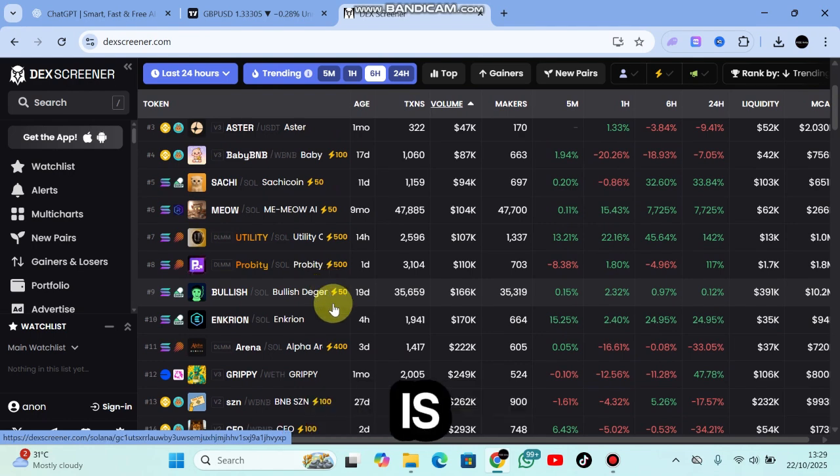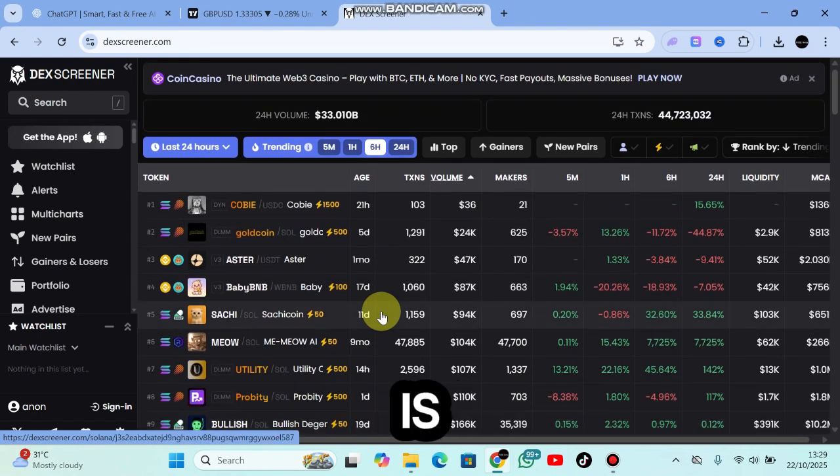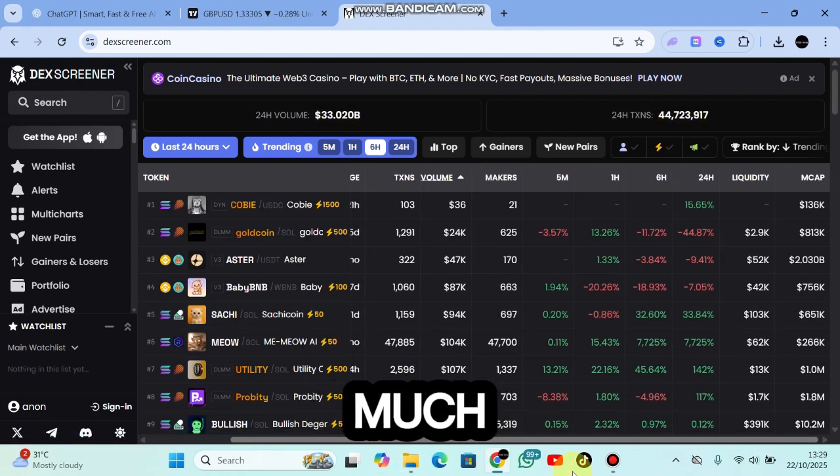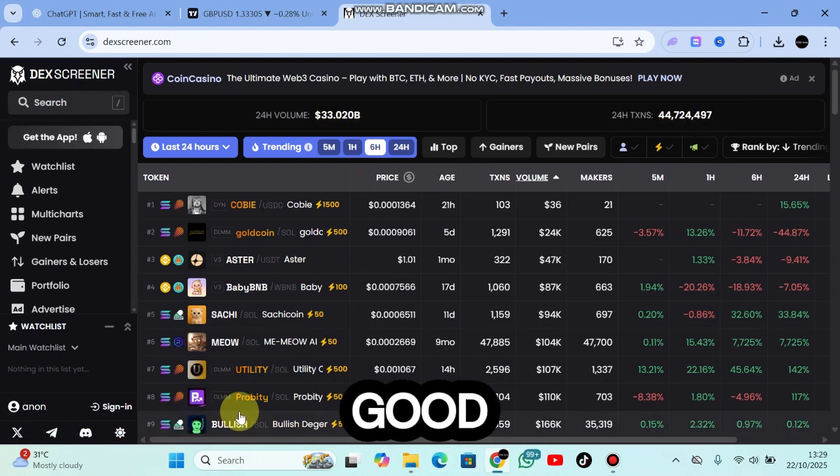So to get started, this is the screener. All I'll be doing is scanning through, and the steps are pretty much the same, trying to look for a good memecoin.